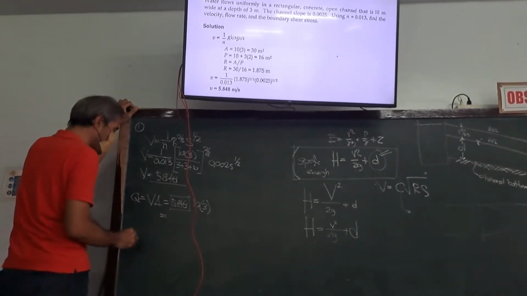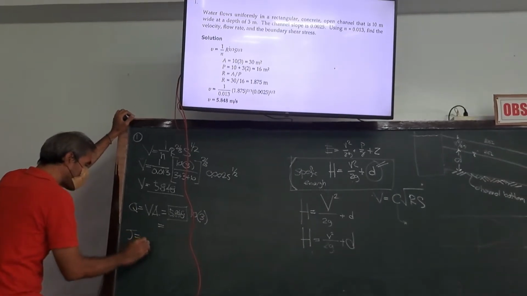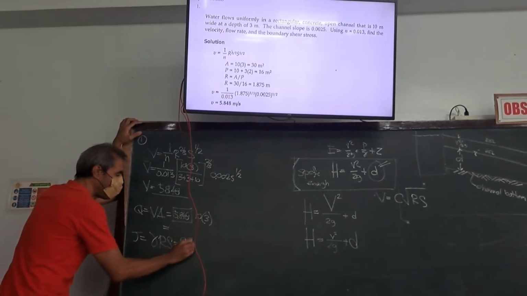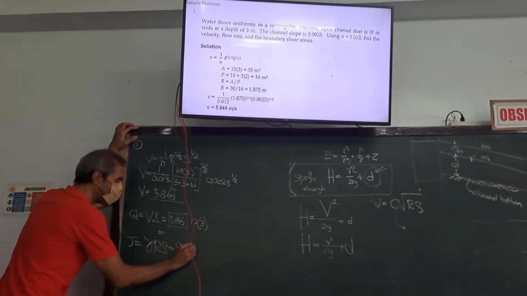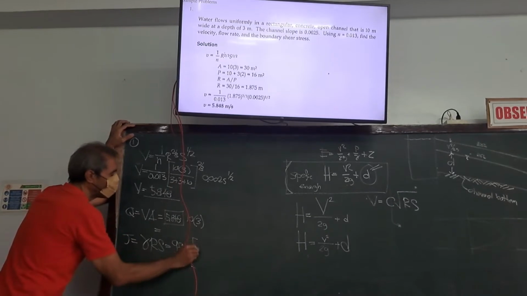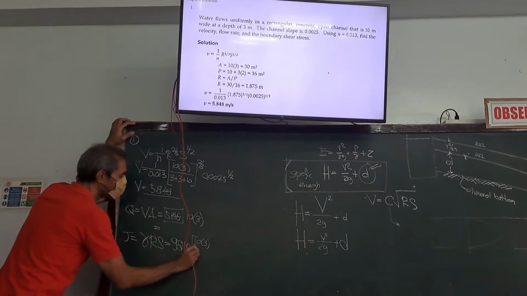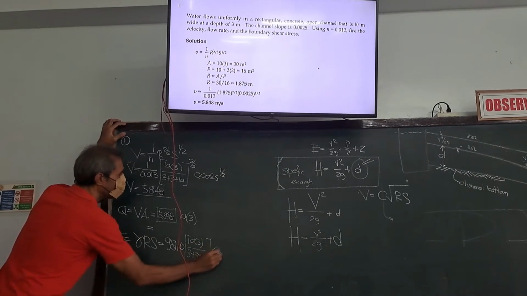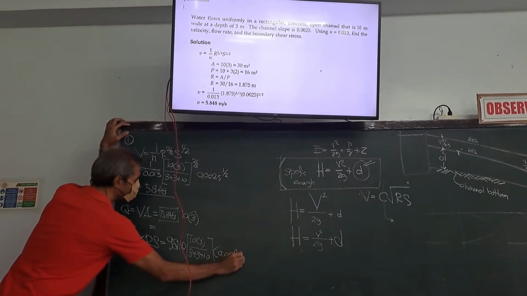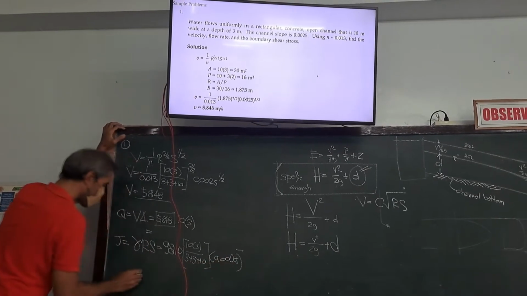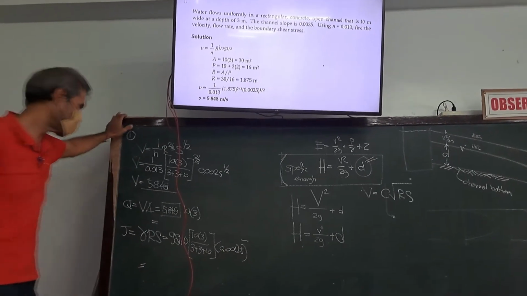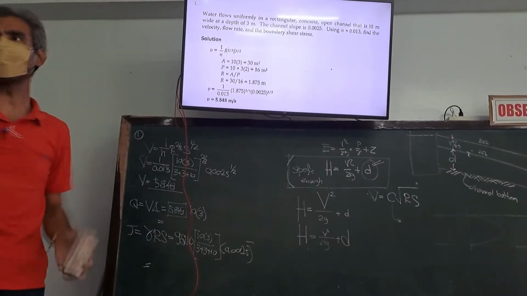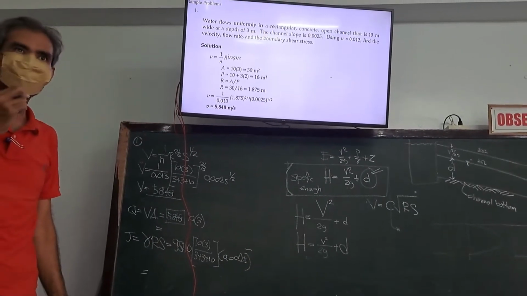And then the shear stress. Shear stress is gamma R S. 9.81, R is 10 times 3 over 3 plus 3 plus 10, times 0.0025. So, it is just simple substitution.